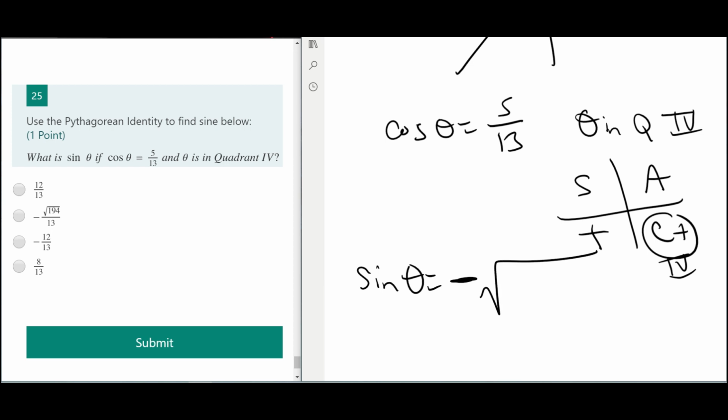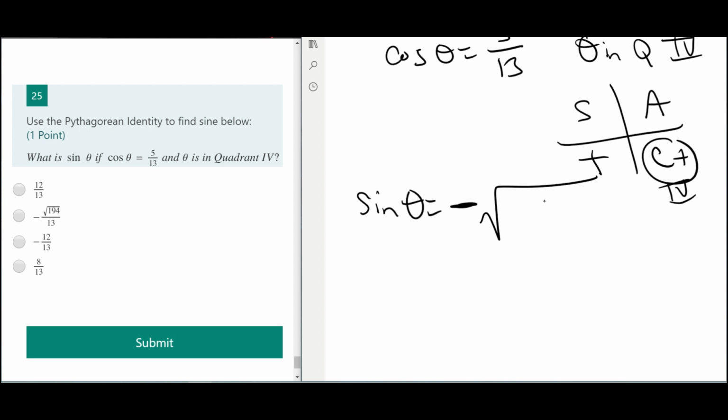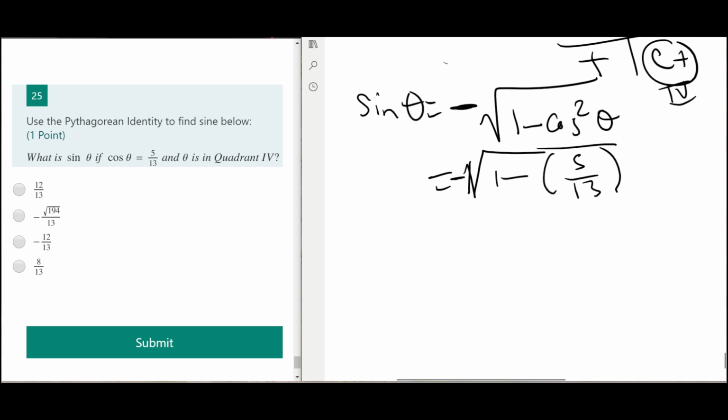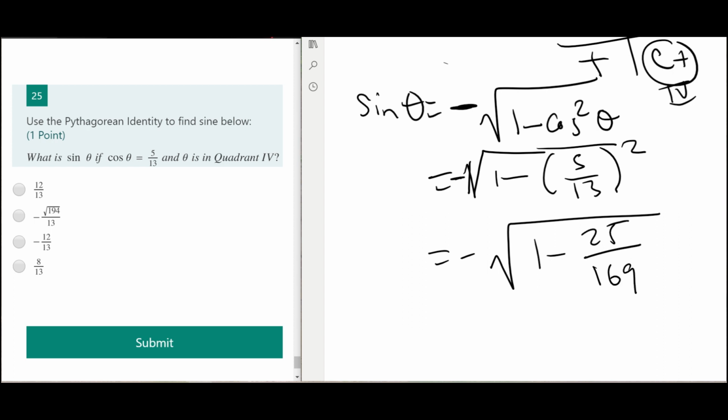So when I'm looking for sine, which is what they want, we're going to put a negative in front of that. And in the formula for the Pythagorean identity, remember it's always going to be the same formula. It's 1 minus cosine squared. So we got negative square root of 1 minus, and then we plug it in. Cosine is 5 over 13. Don't forget to square it. Some of you guys always forget to square the 5 over 13. So when you square it, it's going to be 1 minus 5 squared is 25, over 13 squared, 13 times 13, 169.